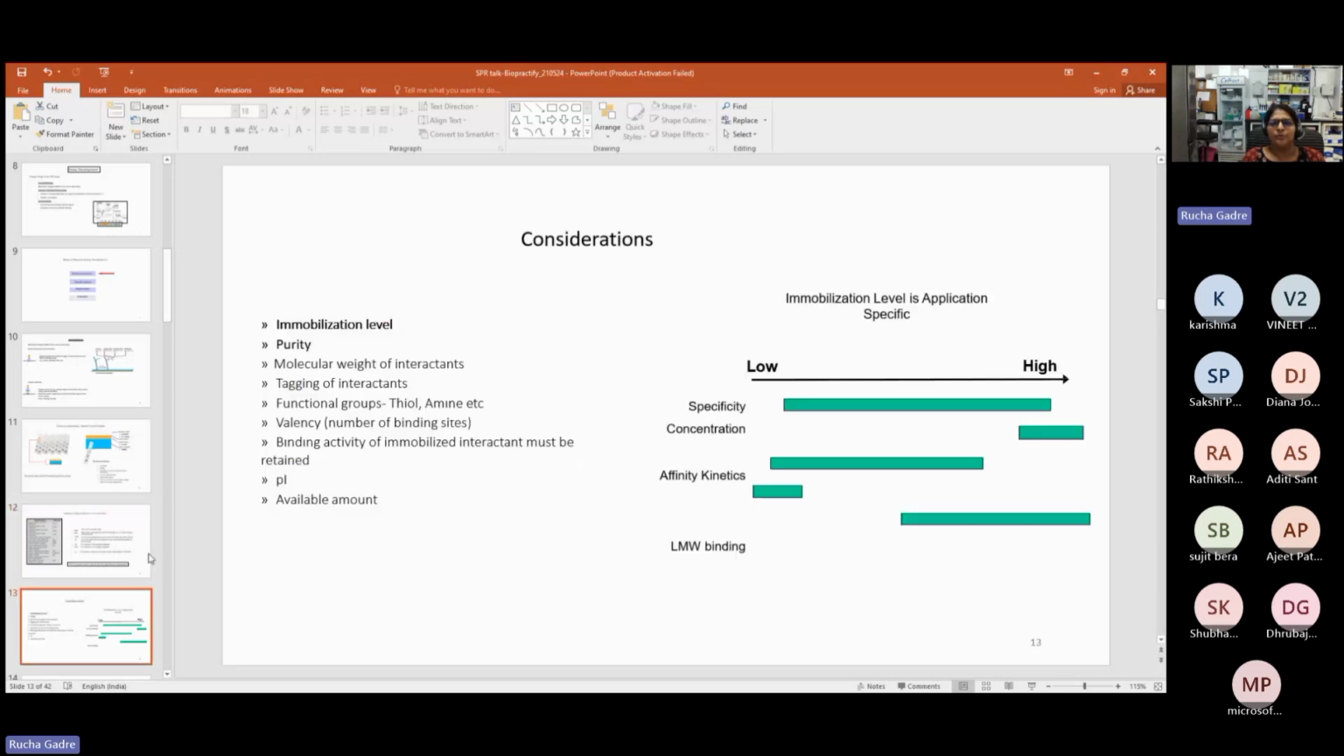So now what should we consider while immobilizing? The foremost important thing is the immobilization level. When we are doing an experiment for specificity, we can go for a wide range of immobilization. For concentration analysis, we use a high immobilization level. For affinity, it is low to mid, and for low molecular weight small molecules, we use mid to high levels of immobilization.